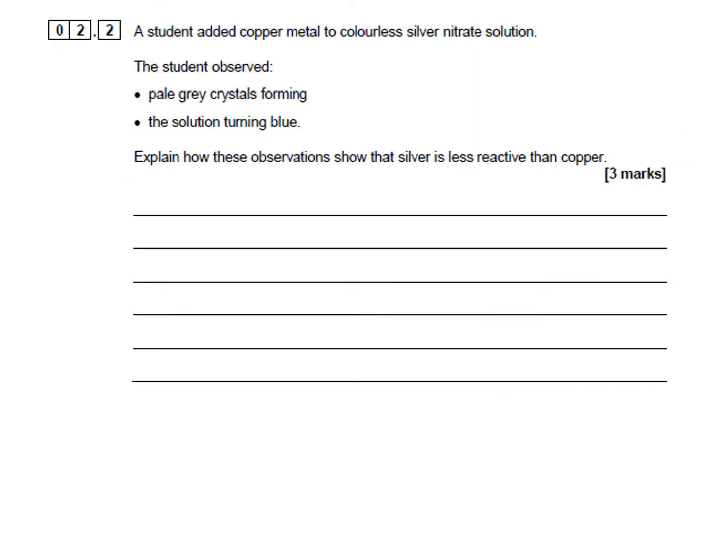Second part, and I think question 2 is quite a difficult question. There's a lot of information they ask you to pass on in the longer style answer, so there's a lot of planning needed here. Add copper metal to colourless silver nitrate. Copper is more reactive than silver, therefore we're looking at a displacement process. How does that happen? What does it show? We see pale grey crystals forming, while copper metal was our orangey metal, and grey crystals will be our silver. Solution turning blue because a copper compound is being formed.